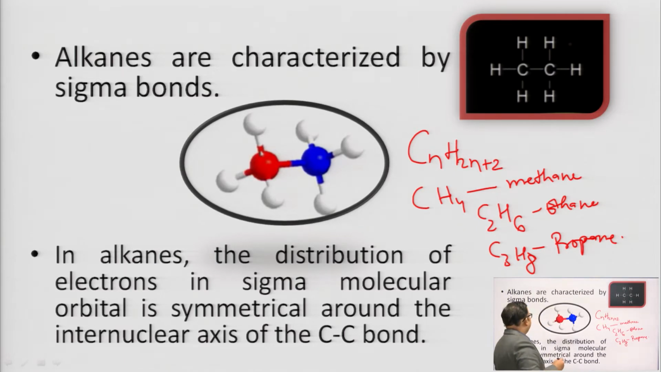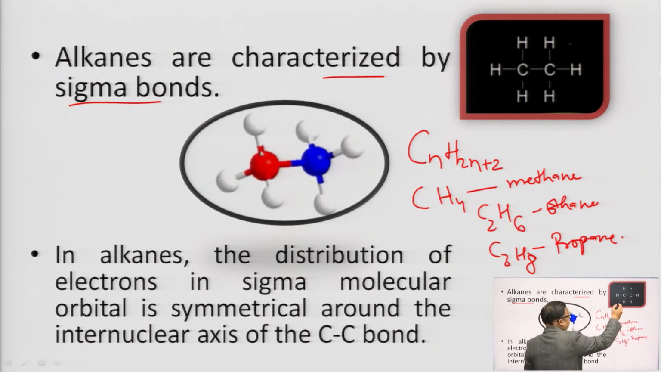Alkanes are characterized by sigma bonds. See, there is the structure of ethane. Here you can see that the C-H bonds are connected with sigma bonds, and similarly the C-C bond. All these bonds are connected with the help of sigma bonds. Here you can see the 2D diagram, and that is the 3D diagram. In this 3D diagram, it is also clear that these alkanes are characterized by the sigma bond.